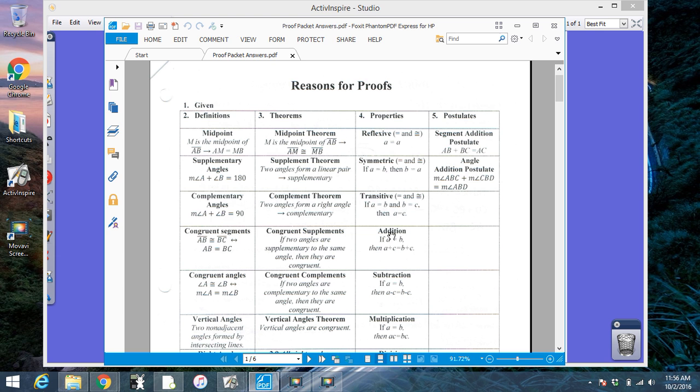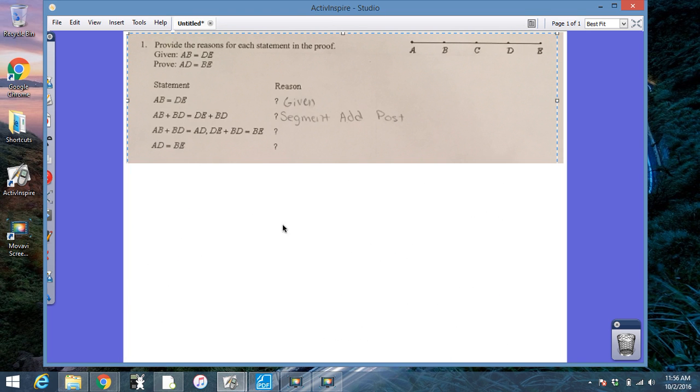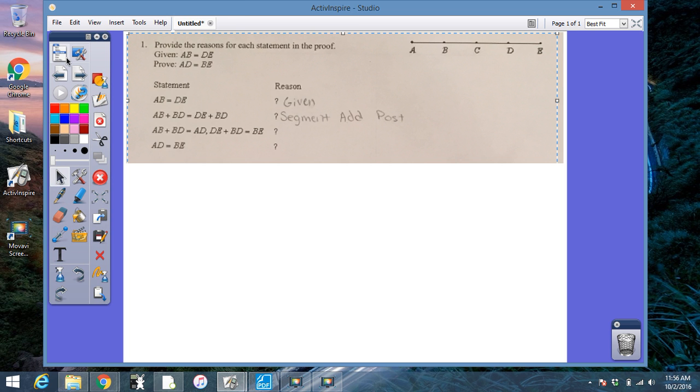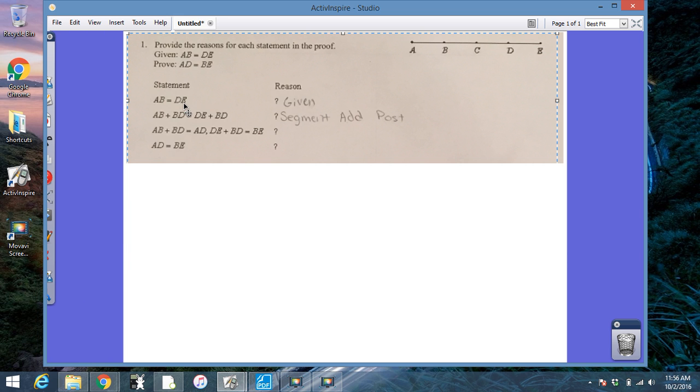Anyway, what you have to understand is your teacher should be giving you, as you learn more material in each unit, a list of definitions and theorems and properties that you can use for proofs. So this one here is a basic proof that we can get started with. It's called a two-column proof because you have statements and you have reasons. Every time you make a statement, you must give a reason, give a fact that you can use to help substantiate that statement.